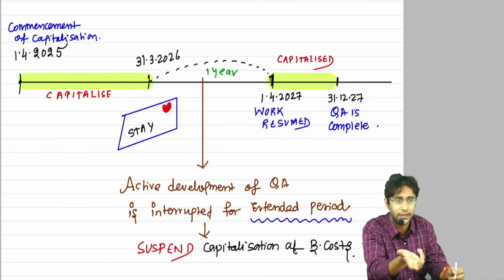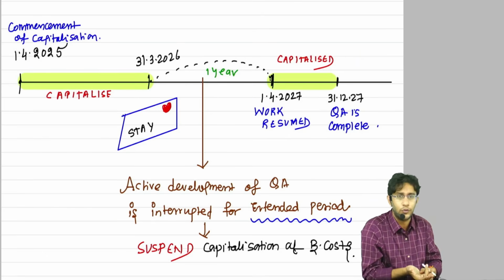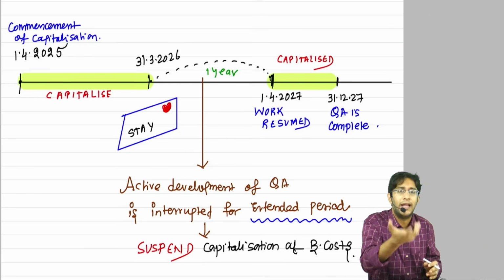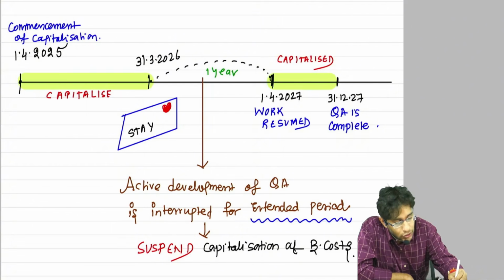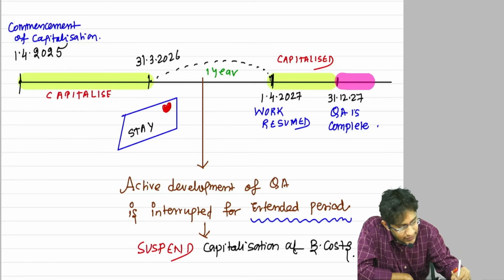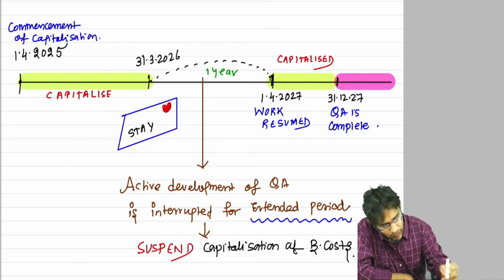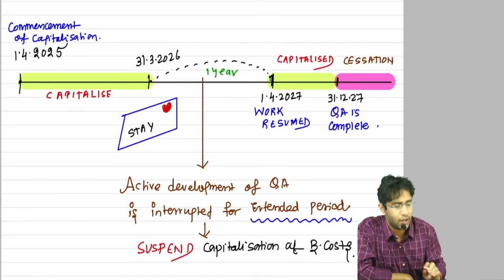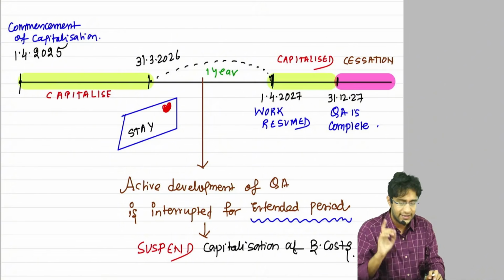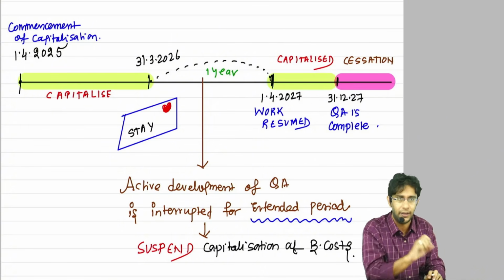But work is completed. When the qualifying asset is ready for usage, what will you add to the cost of the asset? The asset is ready for usage already. So hereafter you should stop. This is called cessation. The language used in the standard is cessation. You'll cease. You'll stop forever. Suspend is also stop, but temporary.